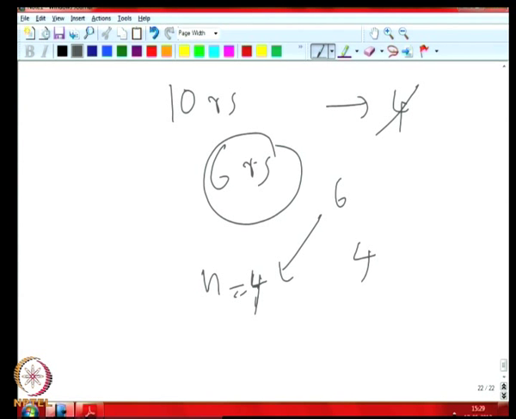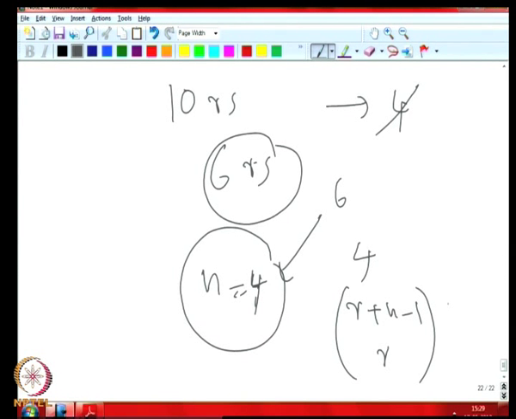For each rupee, a boy is selected to be given that rupee. So the answer is again r plus n minus 1, choose r. Here it is 6 plus 4 minus 1, which is 9, choose 6, so 9 choose 6. This is the answer for this.